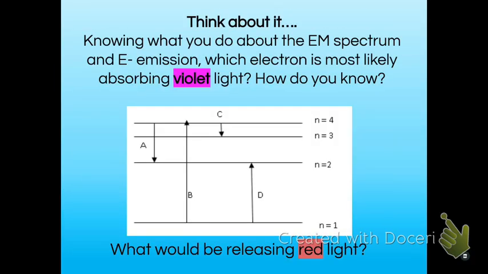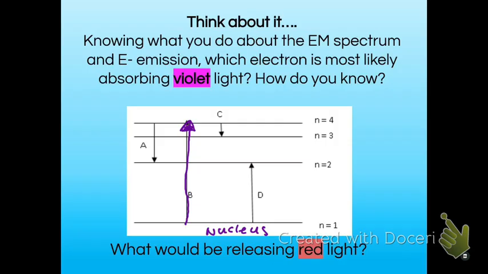So knowing everything we know, tying together frequency, wavelength, the light is coming out of an electron, okay? If these are all my electrons and these are my different energy levels, where the nucleus would be down here, which electron is most likely absorbing violet light? What do you guys think? A, B, C, or D? B. Very good. B is most likely absorbing violet light.